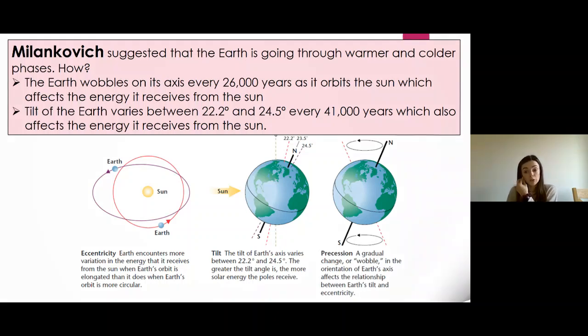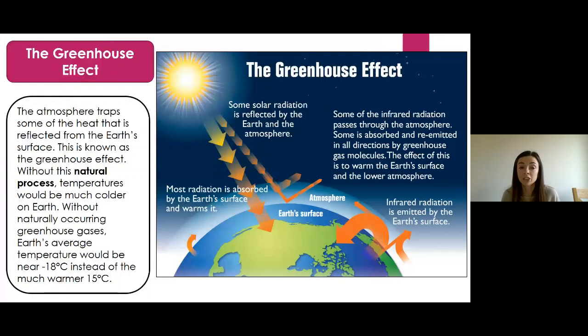Another natural cause for our changing climate is the greenhouse effect. Now, I want to emphasize that the greenhouse effect is a natural process. I'm just going to read the screen. The atmosphere traps some of the heat that is reflected from the Earth's surface. This is known as the greenhouse effect. Without this natural process, temperatures would be much colder on Earth.